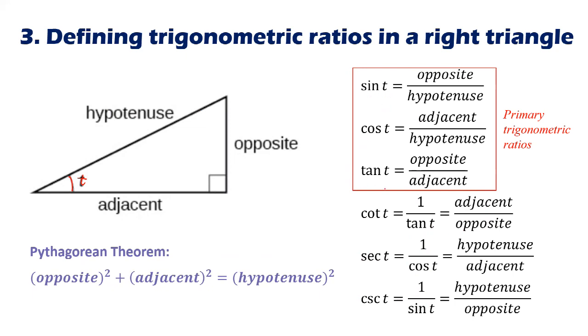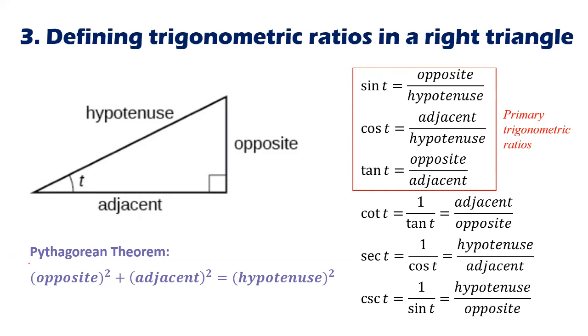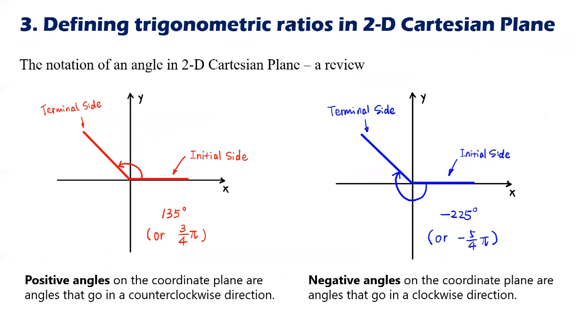And sine t, cosine t, tangent t are called primary trigonometric ratios because the other 3 trigonometric ratios can be obtained from the primary ratios here, okay? So if you want to remember this, you can always remember these 3 trigonometric ratios. And if you want to use the other 3, you can just manually evaluate. Okay, again, there is a Pythagorean theorem in the right triangles, which states that the opposite squared plus adjacent squared equals hypotenuse squared. Understand?